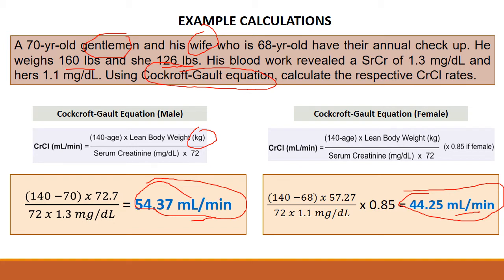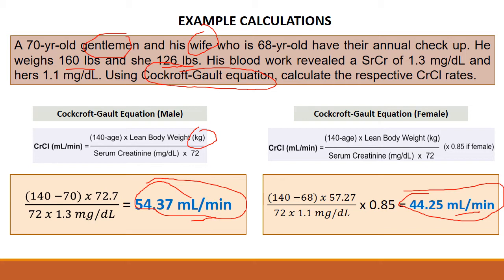Replace the values. So we have 140 minus 70 times 72.7, because you have to convert the pounds to kilograms, because we have to get kilograms. So the conversion there is 72.7 kilograms, divided by 72 times 1.3 milligrams per deciliter. So our answer here would be 54.37 ml per minute. That is the creatinine clearance for our male patient.